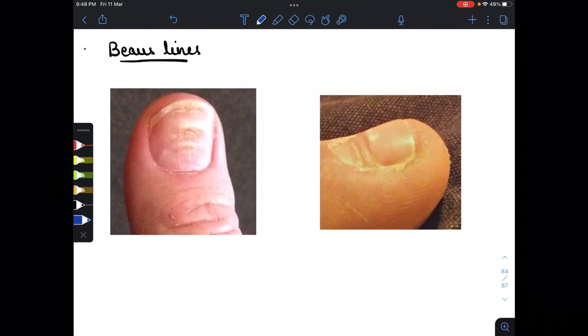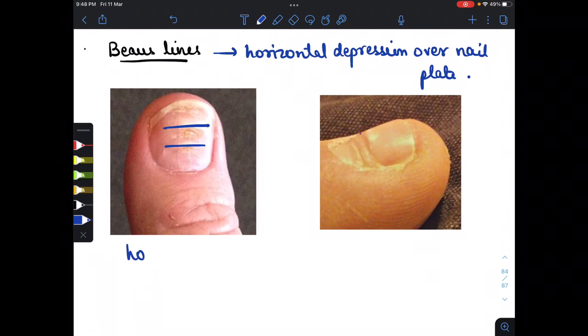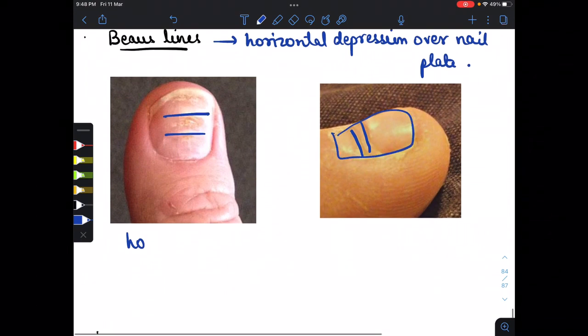Now the other one, that is Beau's line. What do we mean by Beau's line? Beau's line is a horizontal depression over the nail plate. As we see, this is a horizontal depression over the nail plate. Like here we can see clearly that it is a horizontal depression of the nail plate.